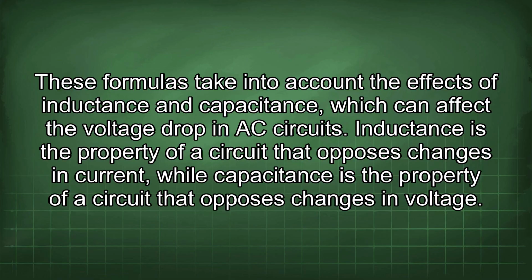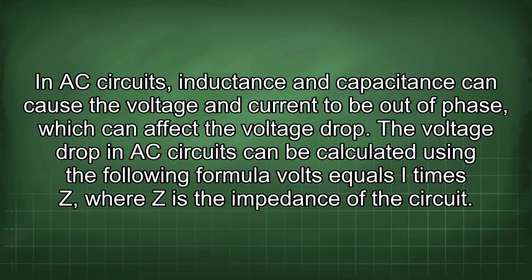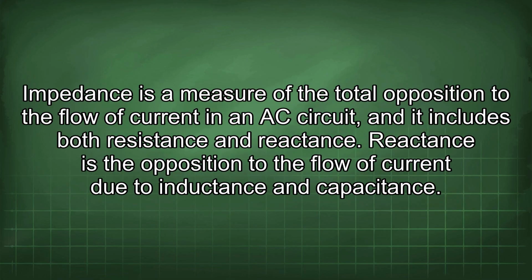Inductance is the property of a circuit that opposes changes in current, while capacitance is the property of a circuit that opposes changes in voltage. In AC circuits, inductance and capacitance can cause the voltage and current to be out of phase, which can affect the voltage drop. The voltage drop in AC circuits can be calculated using the following formula: volts equals I times Z, where Z is the impedance of the circuit. Impedance is a measure of the total opposition to the flow of current in an AC circuit, and it includes both resistance and reactance. Reactance is the opposition to the flow of current due to inductance and capacitance.